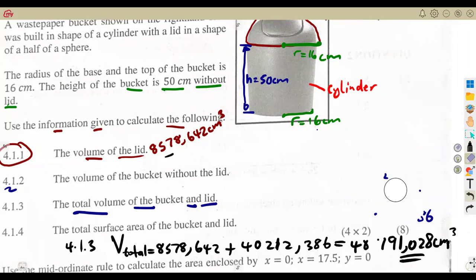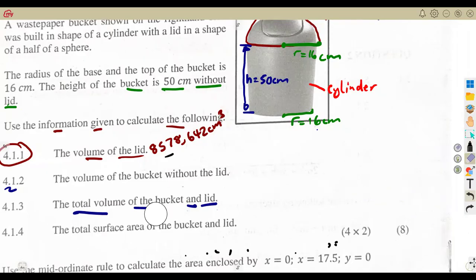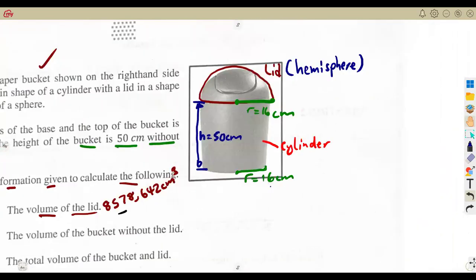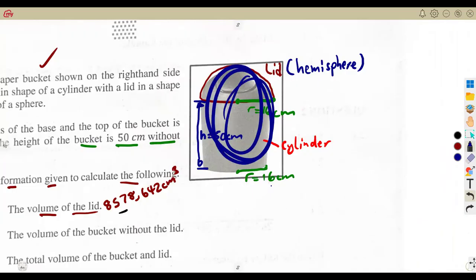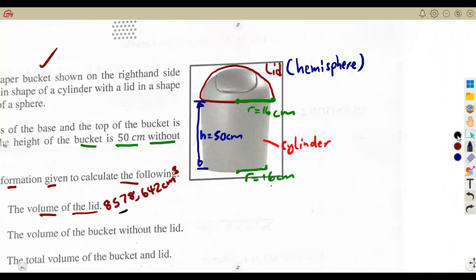So guys, be very careful answering questions. Then the total surface area of the bucket and the lid, these two combined together. When you are dealing with surface area, guys, it is what you see on the outer part. What is it that we see on the outer part? We do understand that the total surface area of a cylinder on its own is given as 2 pi r squared plus 2 pi r h. We have this in a formula sheet also.